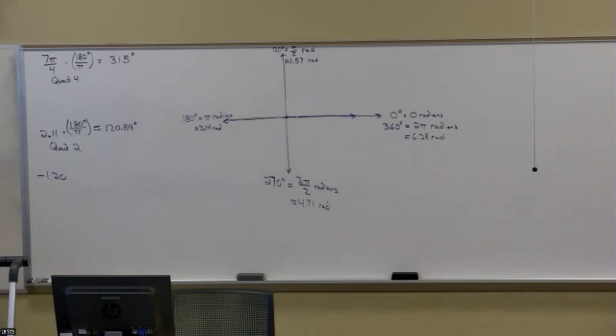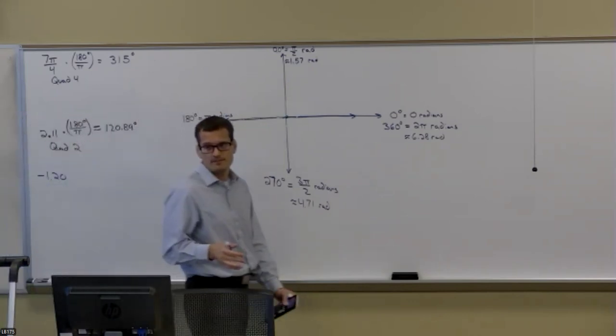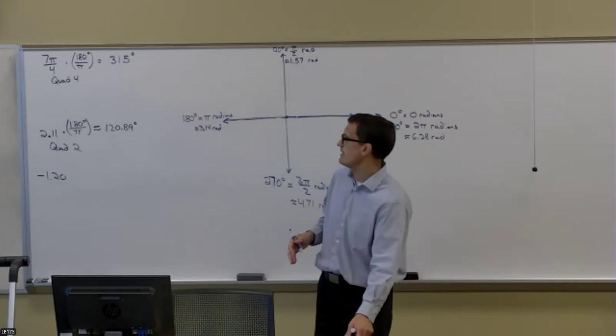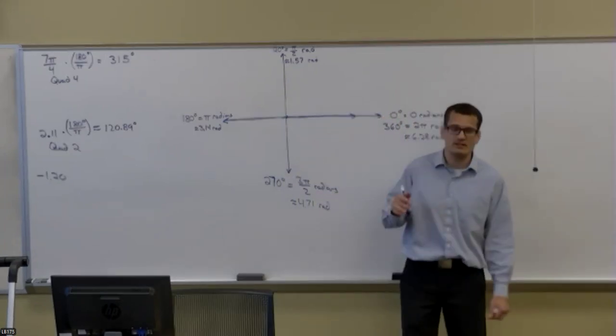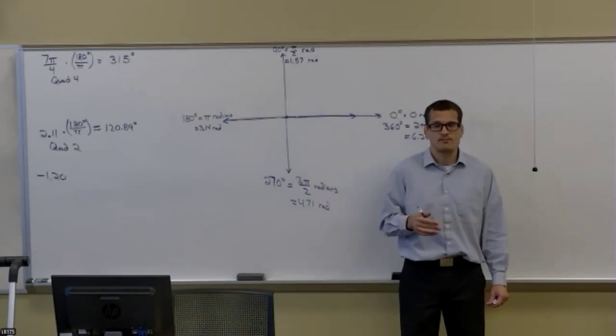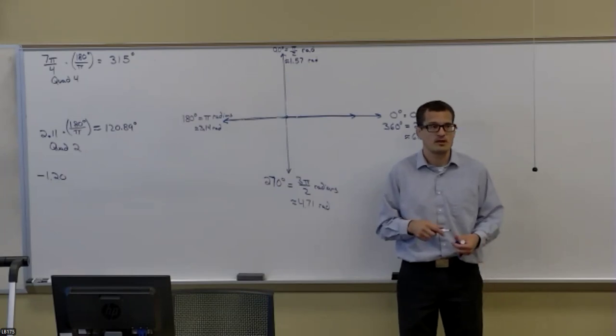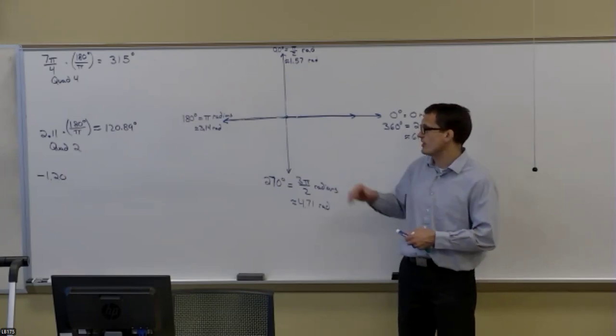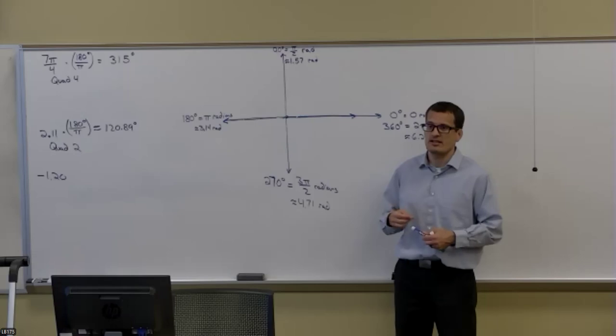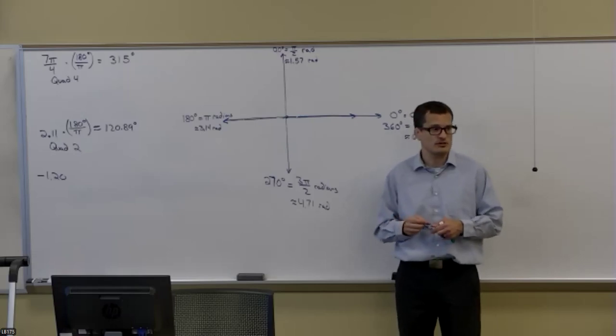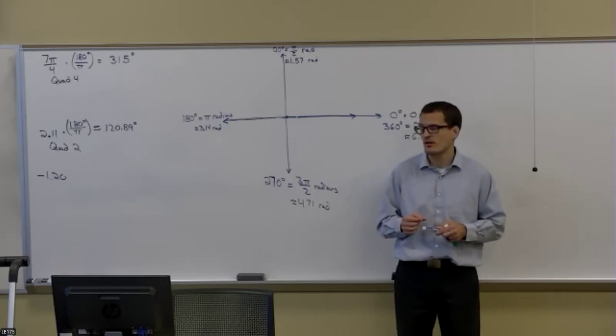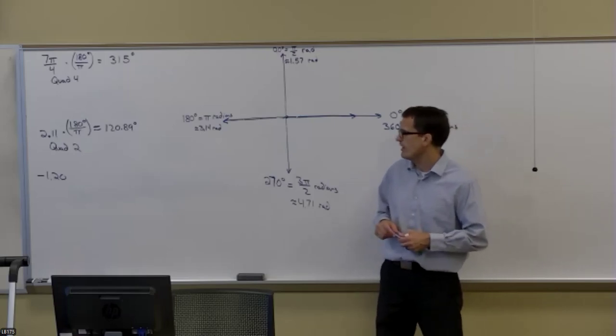Basically, I'm using two ways of finding what quadrant the terminal side is in. I'm using either my knowledge of radians or my knowledge of degrees. In this case, I started out with radians, then I converted it to degrees to make sure. You can do it the other way as well.